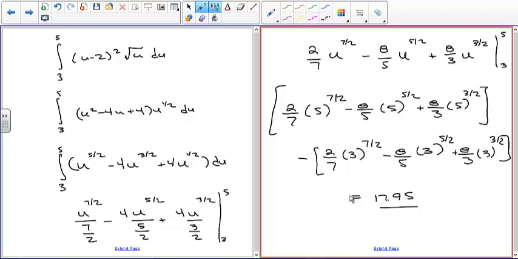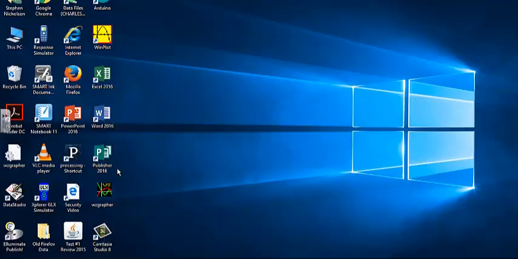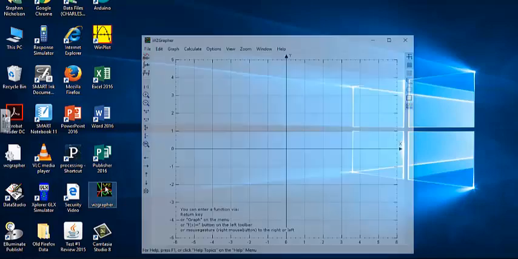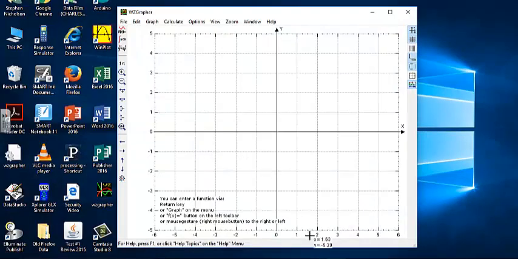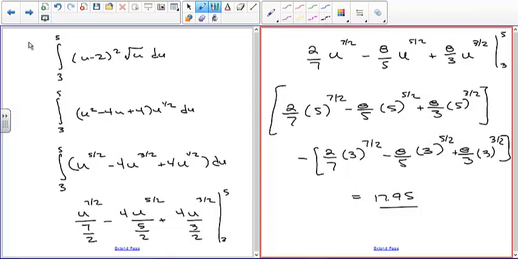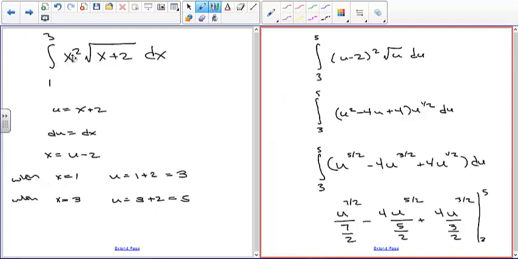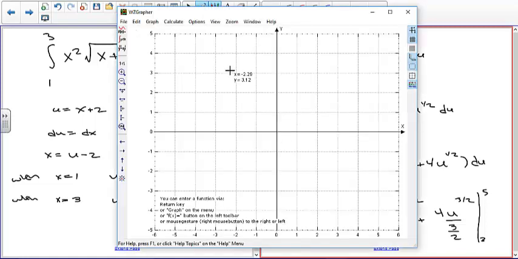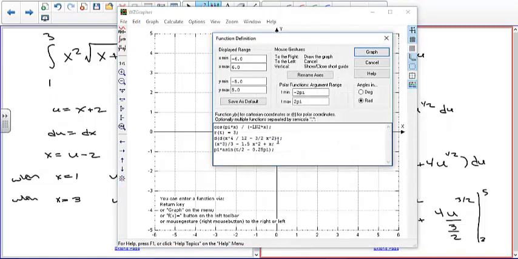So I'm going to open up my graphing program here, and I just want to show you the two functions that should have the same area. I always think it's kind of neat that it actually works out that way. So what I'm looking at here is x squared times the square root of x plus 2. Okay. So it's x squared times the square root of x plus 2.